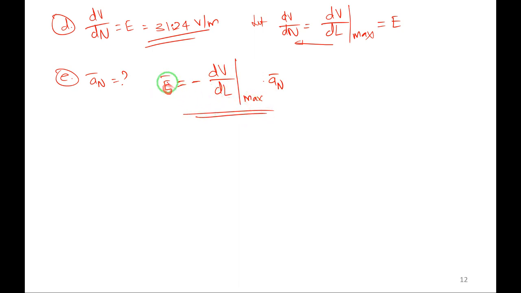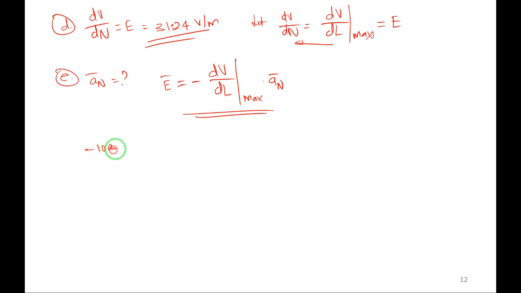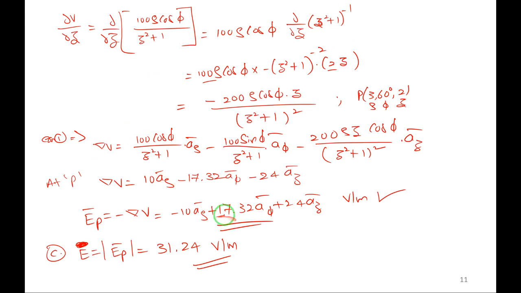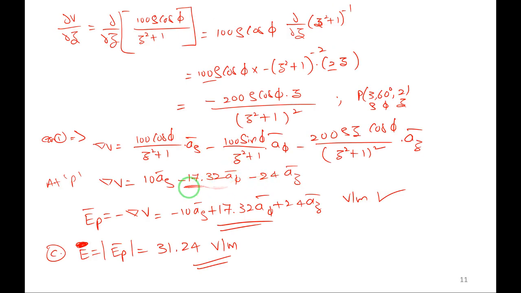Okay, we know the E vector at point P, which we have calculated. We know dV by dL max, it is nothing but dV by dN. So if we want a_n, then a_n is equal to the E vector at point P, which we already have. So I will write E vector: minus 10 a_rho plus 17.32 a_phi, then next 24 a_z.